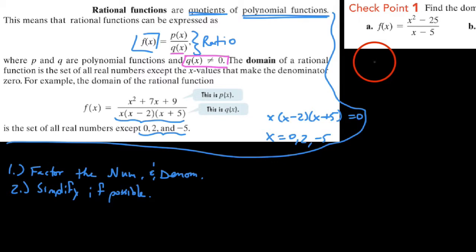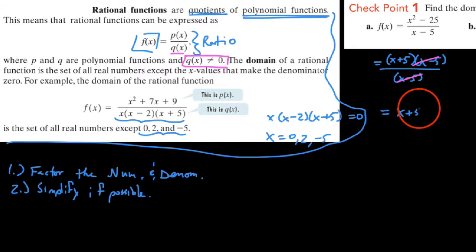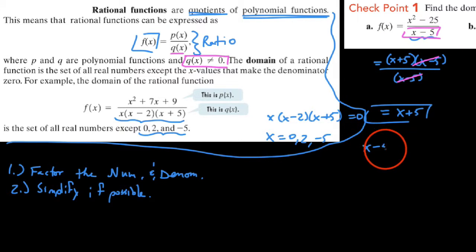I notice the top here is a difference of two squares, so that factors into x plus 5, x minus 5, all over x minus 5. Now here's the deal. The x minus 5's cancel, and I get left with x plus 5. But with respect to the denominator, the really crazy thing is this: even though the x minus 5 canceled, we're still going to take our original denominator, factor it, set it equal to 0 and solve it. If we set x minus 5 equal to 0, we learn that x equaling 5 would cause our function to be undefined.